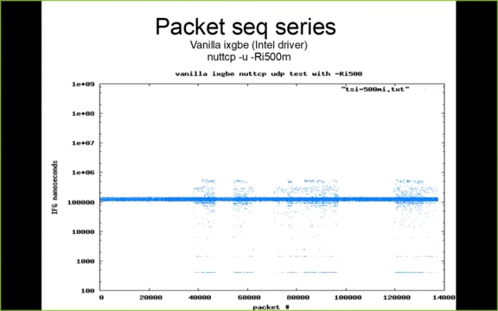This is not a time series. This is a packet sequence series, meaning the x-axis is the number of packets in a sequence, so the index of each packet in the sequence. This is a nuttcp UDP test with a rate of 500 megabits. It should be -R 500M, but rate of 500 megabits.